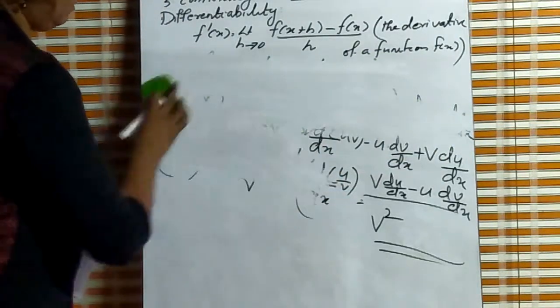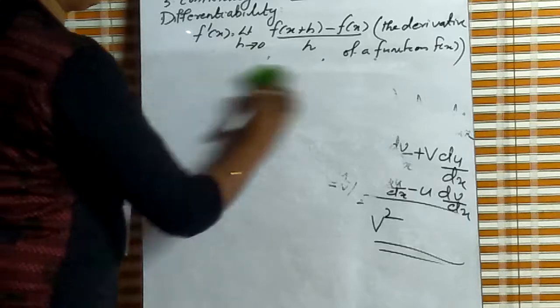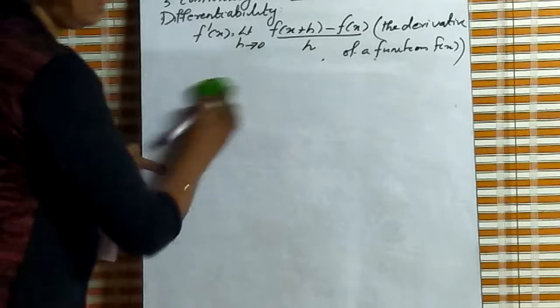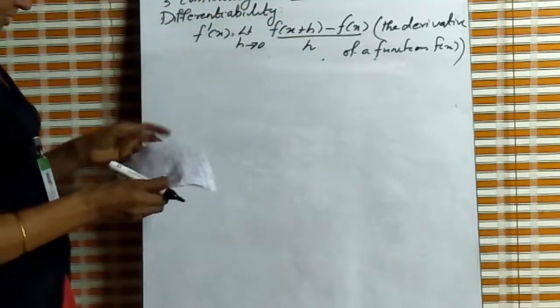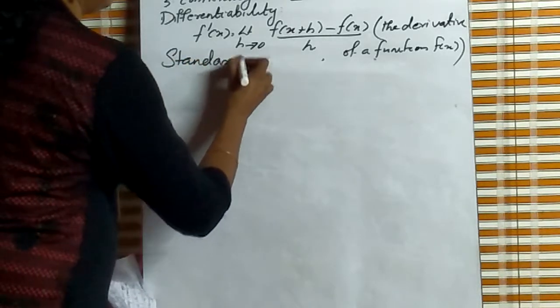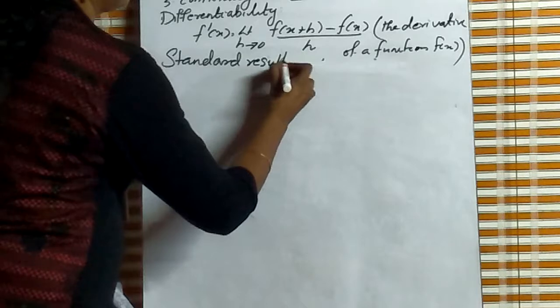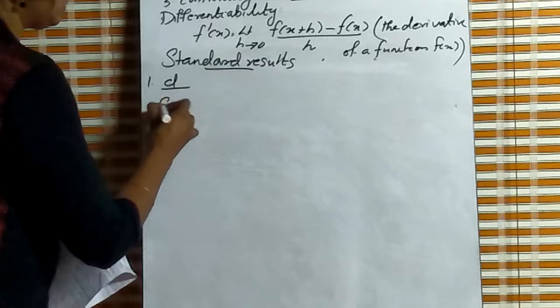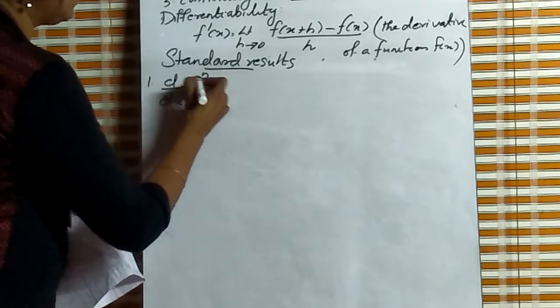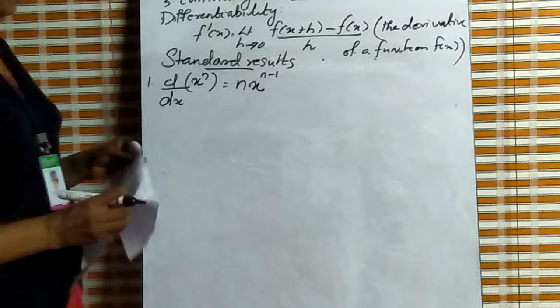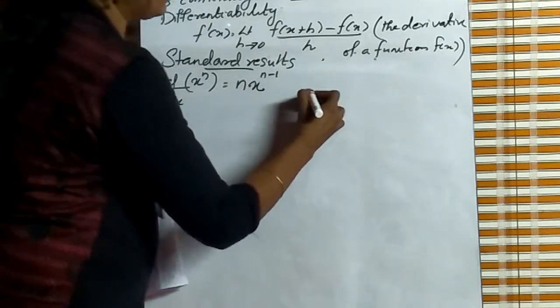Then we have some standard results. These results you study by heart, for doing problems. First one, standard results. One, d by dx of x raised to n is equal to n x raised to n minus 1.